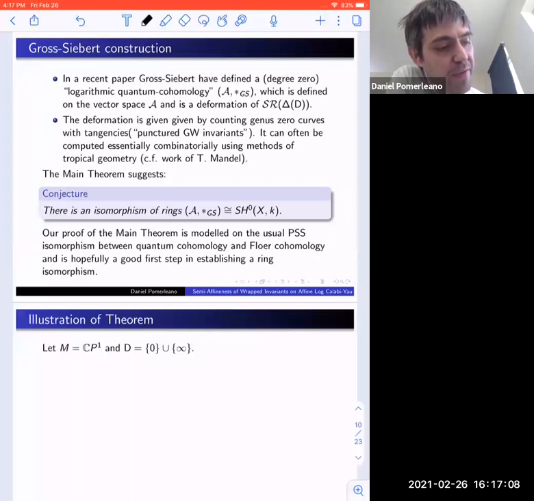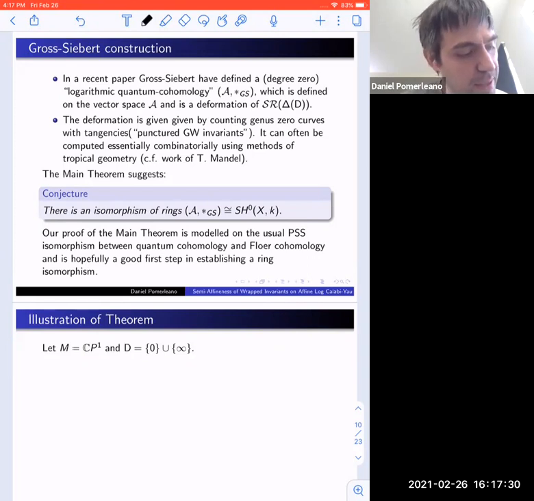And the deformation is given by counting genus zero curves with tangencies, so certain punctured Gromov-Witten invariants that are fairly complicated to define. Anyways, it's sort of orthogonal to the talk, but in some cases they can be computed combinatorially, so that's a very nice thing. And then the main theorem is some evidence that there should be an isomorphism of rings of this form between the Gross-Siebert construction and the degree zero symplectic cohomology.